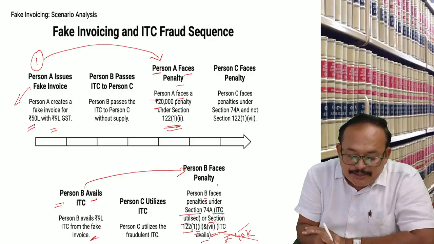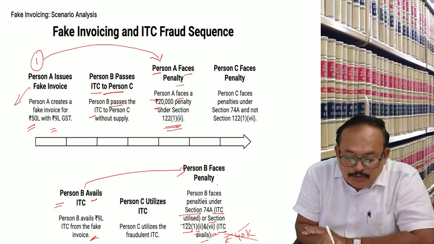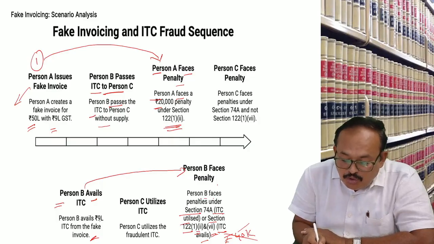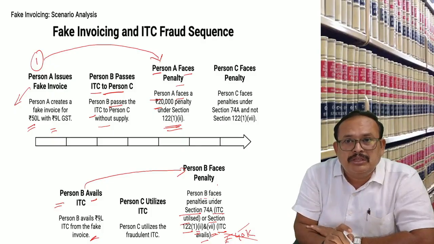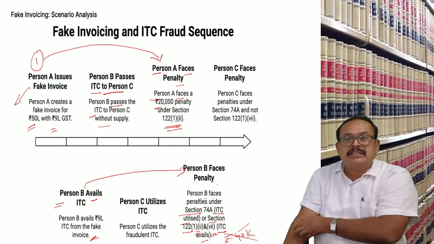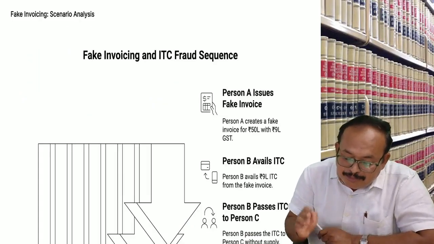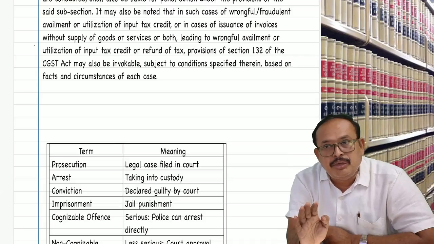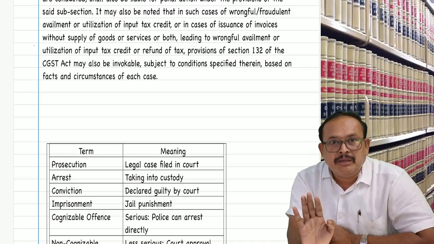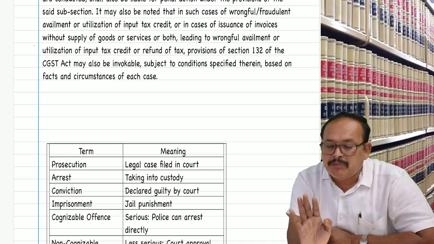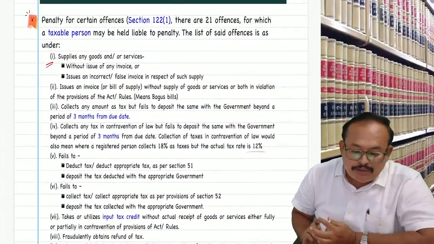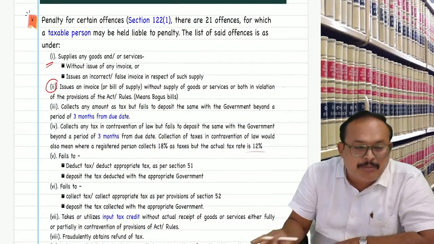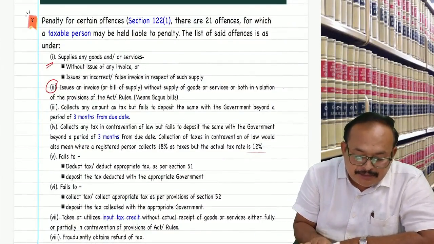Then come to this. Person B passes ITC to person C without supply, for which 122 subsection 1 clause 2. Clause 7 is availing the ITC. See, here it is. Then again, that's why I gave the material to you, sir. When I gave you the material, I have not crushed it. The soft copy I gave is the same material I am giving to my regular class students. If you refer to that, here 122 subsection 1 clause 2. What was clause 2? Someone please read it loudly for me. Yes, I will mark it.